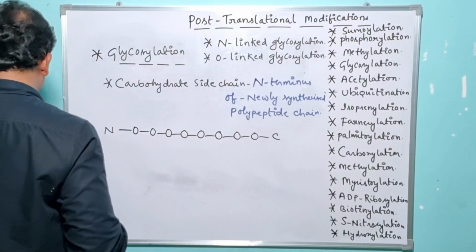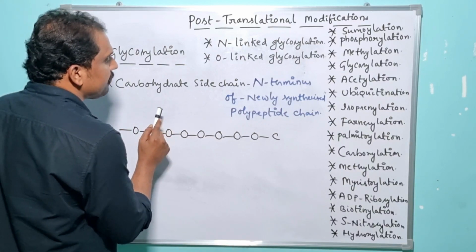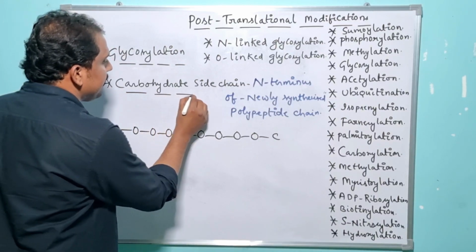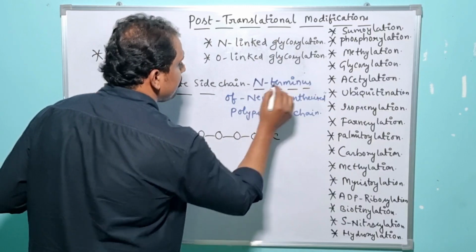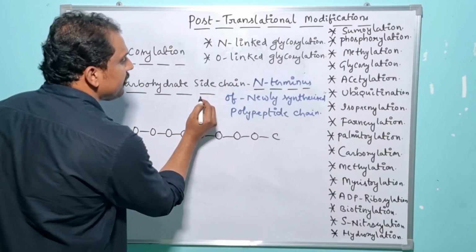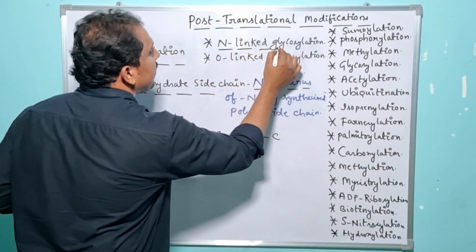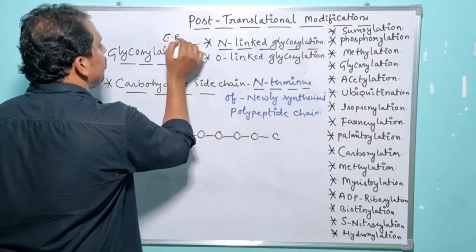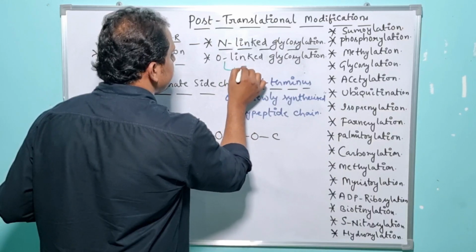So during N-linked glycosylation, the specific carbohydrate side chain gets successfully recruited to a specialized amino acid known as what? Asparagine, right? The carbohydrate side chain gets successfully recruited to asparagine, which is most commonly present at the N-terminus of the polypeptide chain. So once the carbohydrate side chain gets recruited to asparagine, it is nothing but N-linked glycosylation. Most commonly N-linked glycosylation is observed in the endoplasmic reticulum, whereas O-linked glycosylation is most commonly observed in the Golgi apparatus, right?